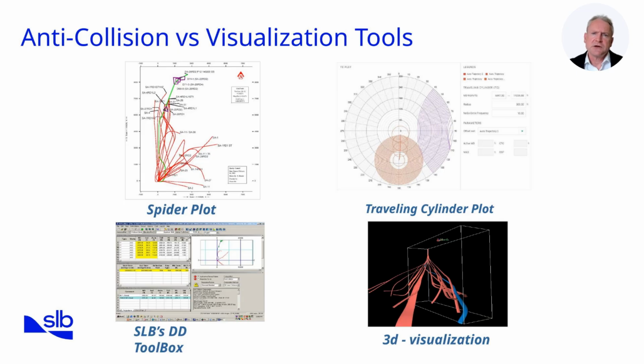Each of these tools has strengths. Spider plots are simple and effective for planning. Travelling cylinder plots give detail on proximity. Digital toolboxes combine data in one interface. And 3D visualization provides the clearest understanding of geometry. Together they give drilling teams the confidence to plan and execute wells safely, especially in congested fields with many offset wells.